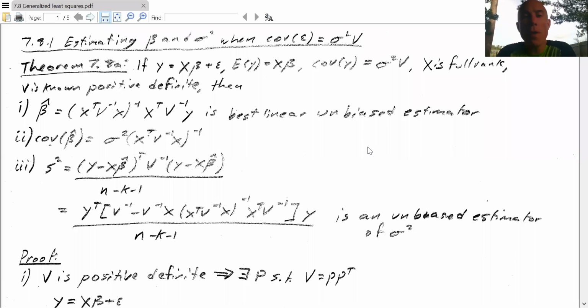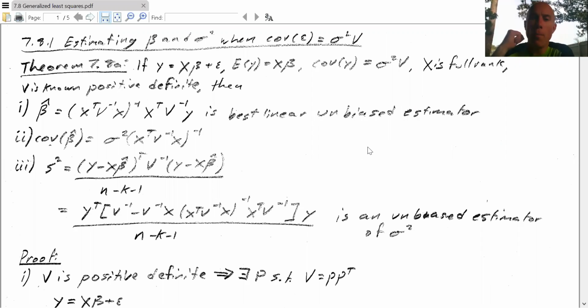Hi, in this video, we want to take a look at generalized least squares. This is very similar to the least squares that you come across in multiple linear regression, simple linear regression. But there's a twist. This is going to be a generalization of it, just like the name says, generalized least squares.